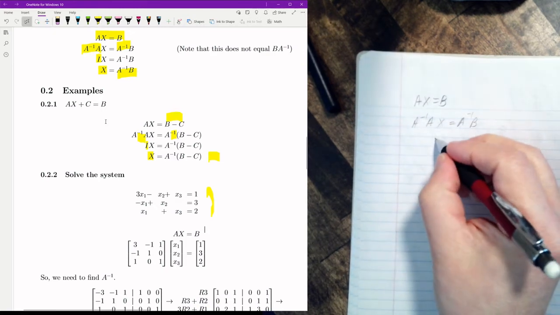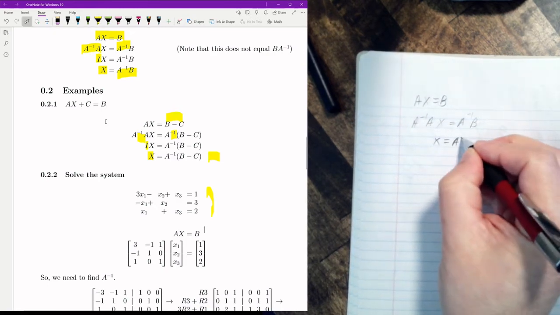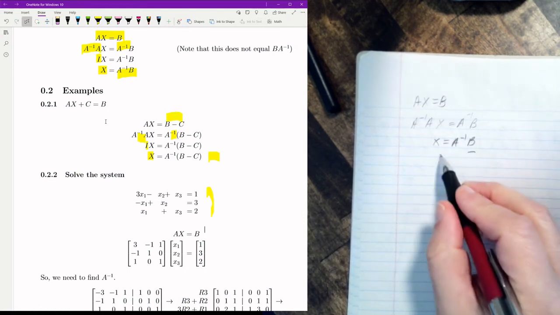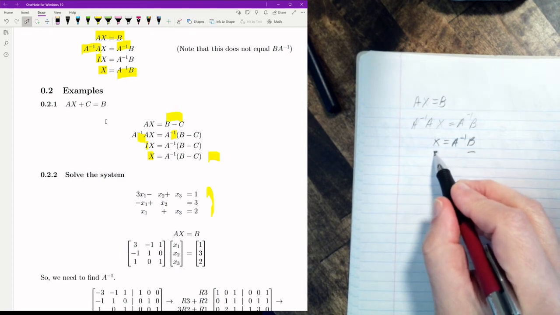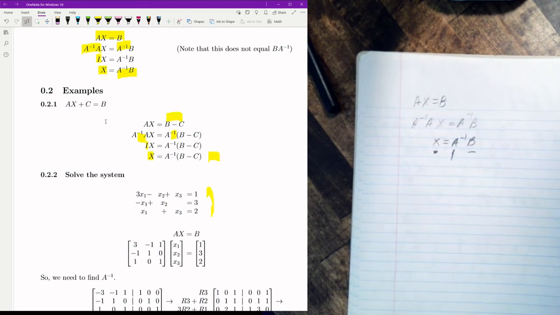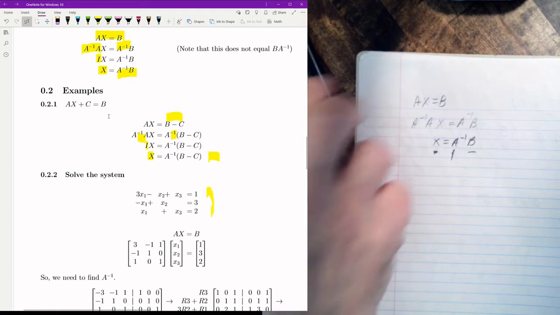Which is X equals A inverse B. So we have B, we're looking to solve for X, and we're able to compute A inverse. How do we find A inverse? Well, there's a couple different ways we can find it. If it's a 2 by 2 matrix, we can use the determinant method, Cramer's rule. If it's not, we can use Gauss-Jordan elimination on an augmented matrix. And that's the method that we're going to use in this case.